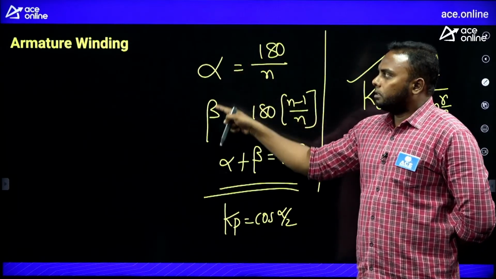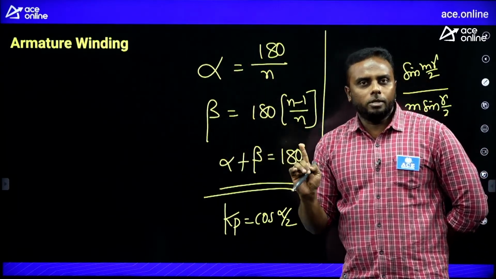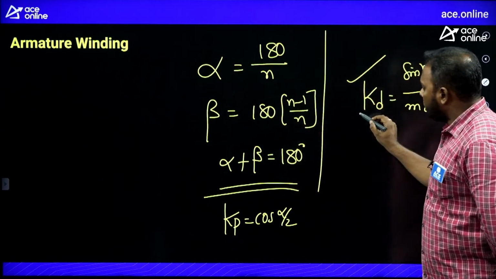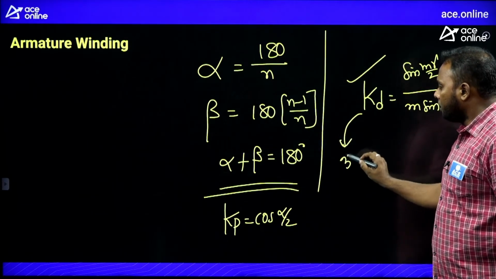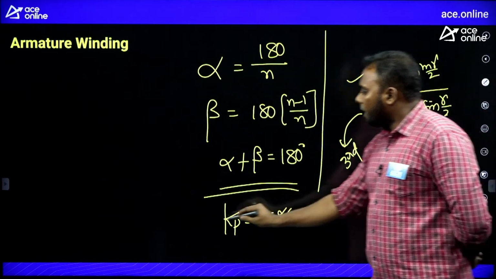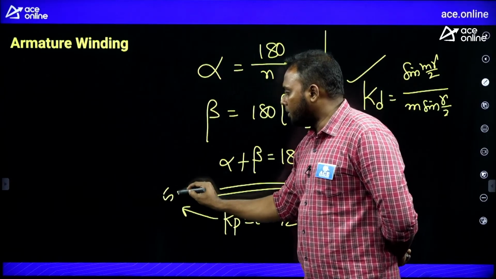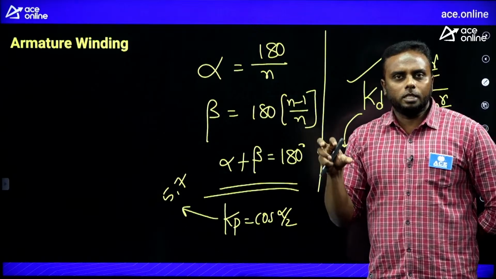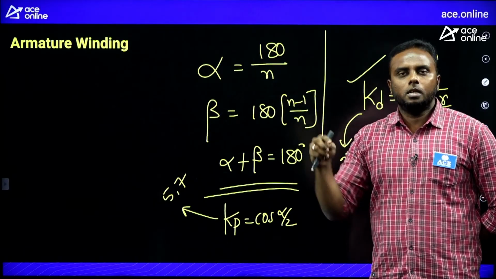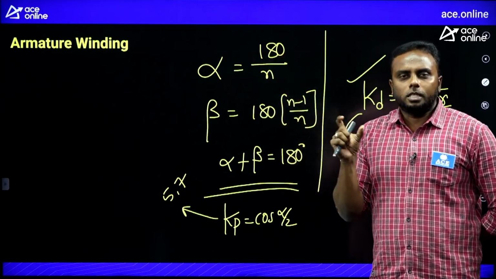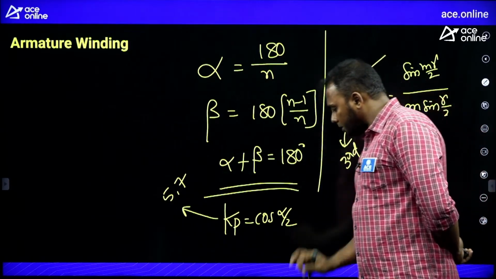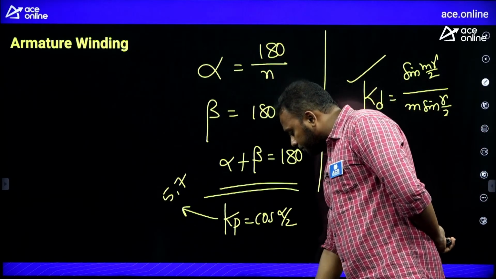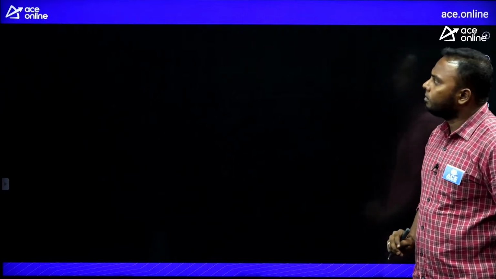So by using short pitch winding, which harmonics are eliminated? 5th and 7th. And by using distributed winding, which harmonic are we eliminating? Remember this, the 3rd harmonic. And here 5th and 7th harmonics we eliminate. So totally 3, 5, 7. These dominant harmonics we eliminate. Only the fundamental will be there, higher order neglected. So the shape of the EMF will become sinusoidal here. Okay? Next.